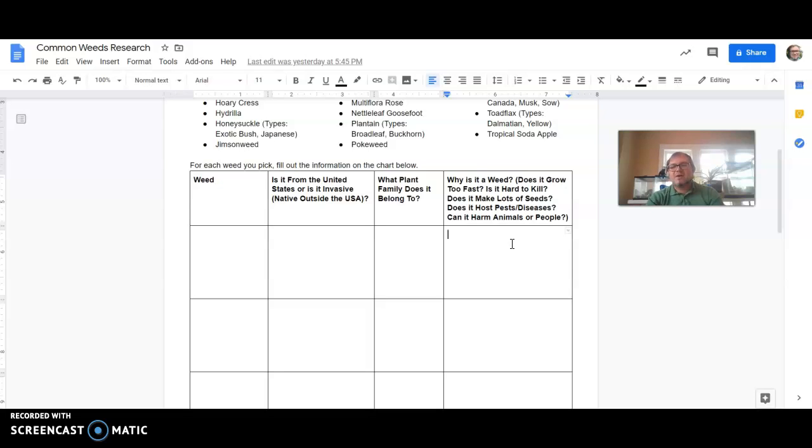Usually here we're talking about toxicity, especially to people, especially younger people like toddlers that might eat something on accident, or if we're talking about livestock. So if it's in a field with cattle, will cows die if they end up consuming this particular plant? So again, take those things into consideration for the three weeds you pick.